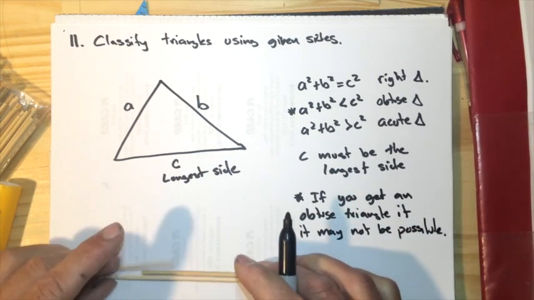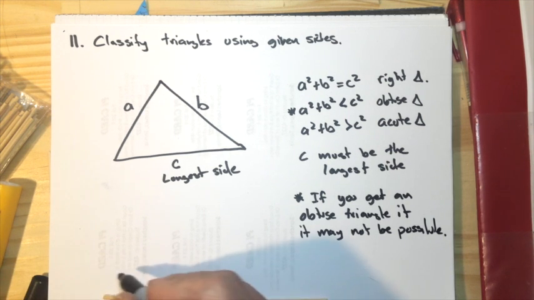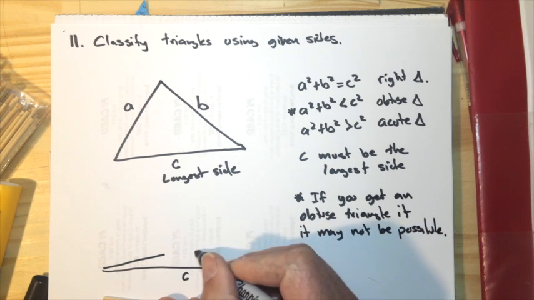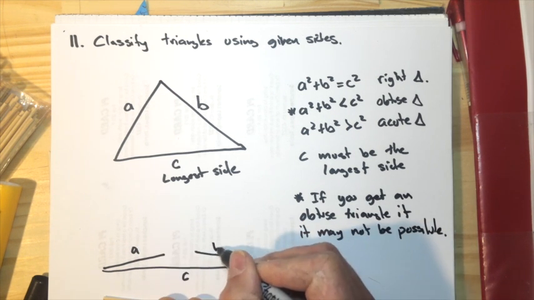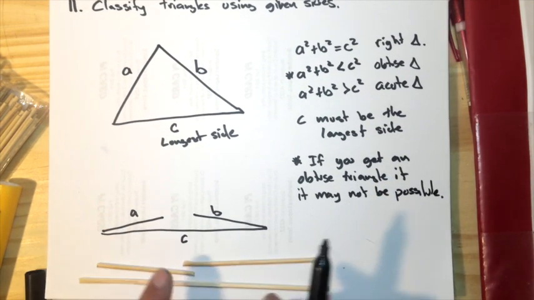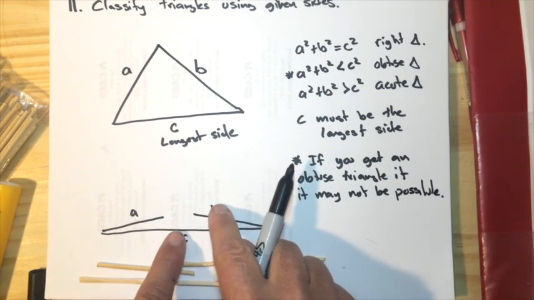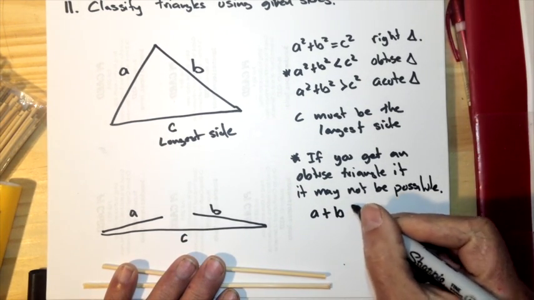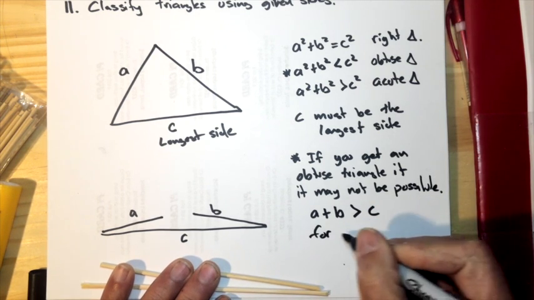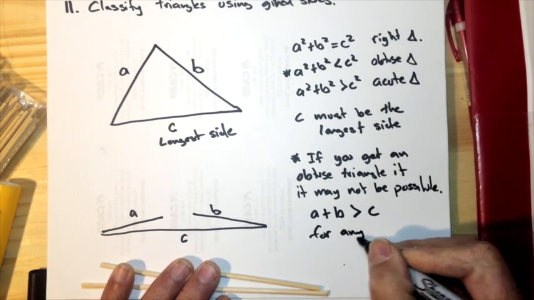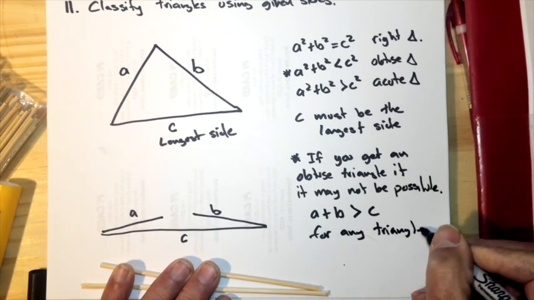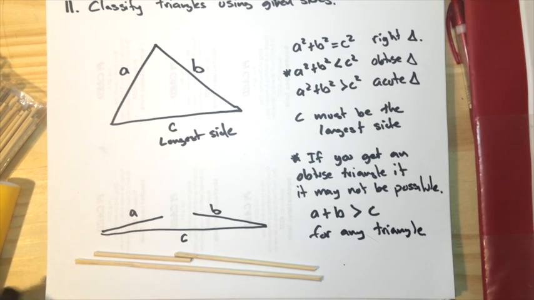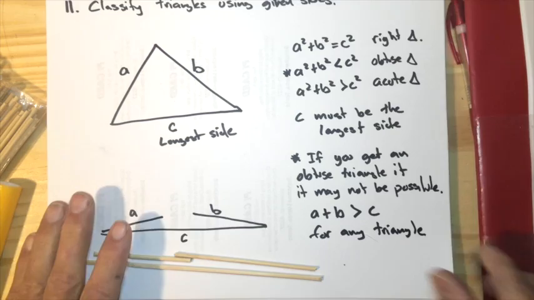So what we're going to look at here is this long side C, and I'll draw another picture here. This long side C, and this A and this B. As we can see here, A plus B must be greater than C. So A plus B is greater than C for any triangle. If you get that as not true, then you definitely don't have a triangle. It's not possible.